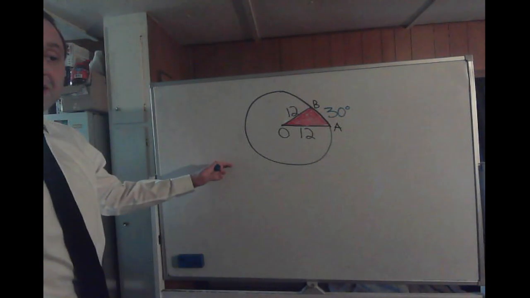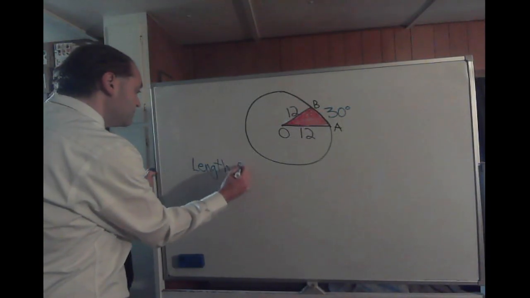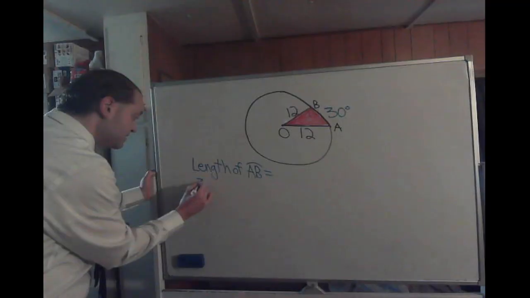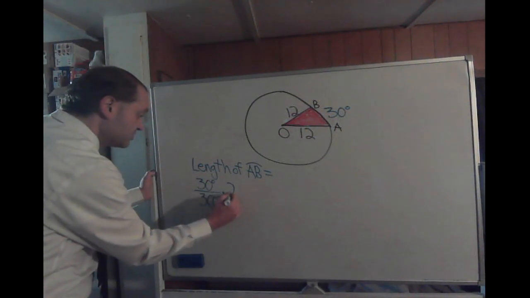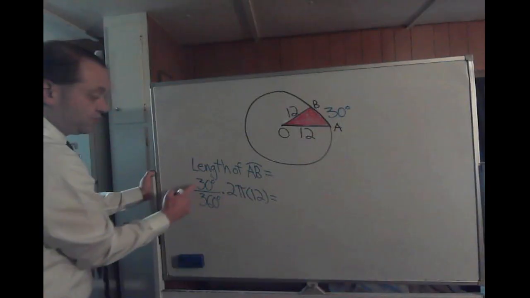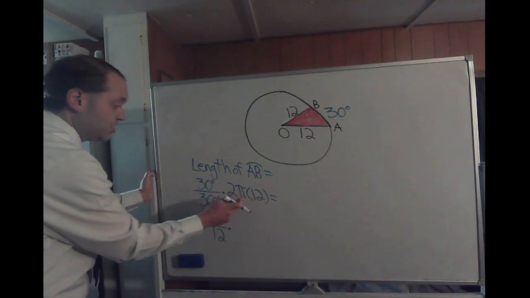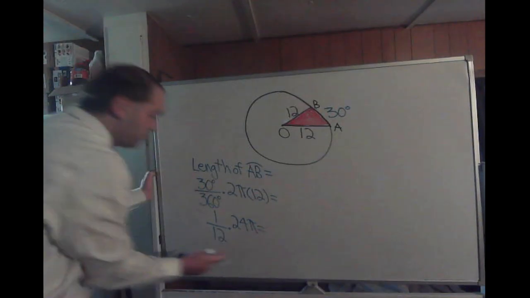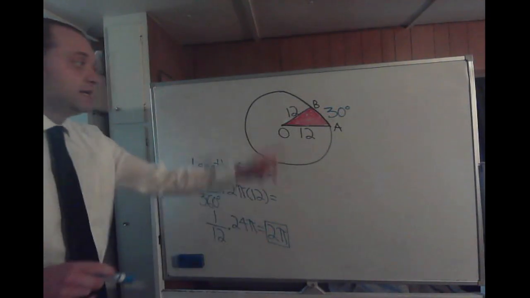Well, we can start by finding the length of the arc. So the length of arc AB is going to be equal to the measure of your arc, which in this case is 30 degrees, out of the whole 360 degrees, times the formula for the circumference of the circle, which would be 2 pi r, which in this case the radius is 12, so it would be 2 pi times 12. 30 out of 360 is 1/12, so that's 1/12 of the circle, times 24 pi, which when this simplifies would give you the length of arc AB being 2 pi.